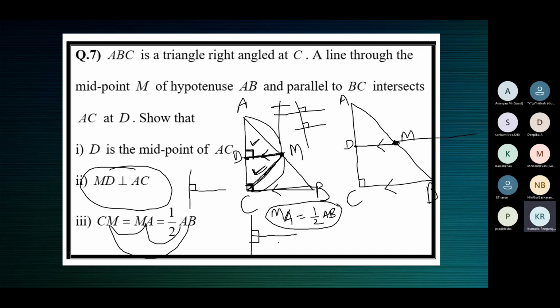But we know that CM and MA are equal. CM is equal to MA, and MA is equal to half AB. So CM is equal to MA is equal to half AB. See here, MA is half AB. We know this. This part of the equality is true. Earlier we have proved that CM is equal to MA by CPCTC. So CM is equal to MA is equal to half AB.